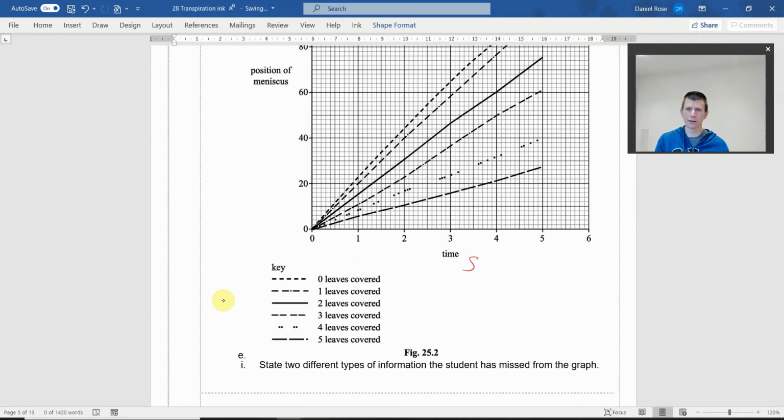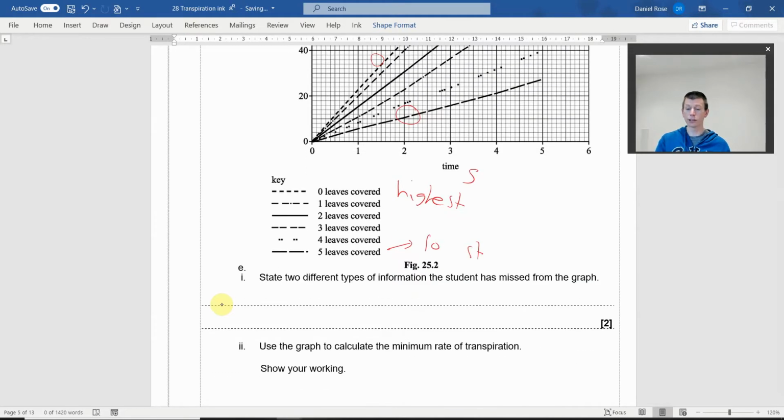So, a single dashed line is 0 leaves. The line with the dots, or big lines, is 5 leaves covered. Again, I would expect the most leaves covered to have the lowest rate of transpiration, and the ones with 0 leaves covered to have the highest rate of transpiration.